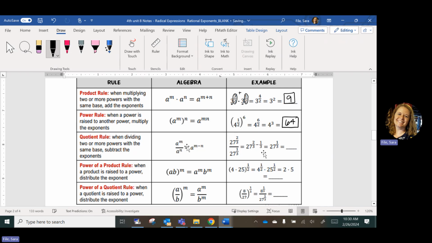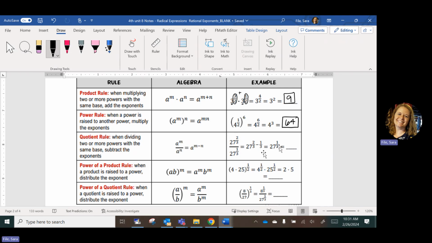The quotient rule, you should remember, is like the opposite of the product rule. When you're multiplying like bases, you add the exponents. So when you're dividing like bases, you subtract the exponents: the numerator's exponent minus the denominator's exponent. So if we try that here, we've got 27 to the 2/3 power divided by 27 to the 1/3 power. So we are going to subtract: 2/3 minus 1/3 is 1/3. So we've got 27 to the 1/3 power. What does that mean again? What is 1/3 power the same as?